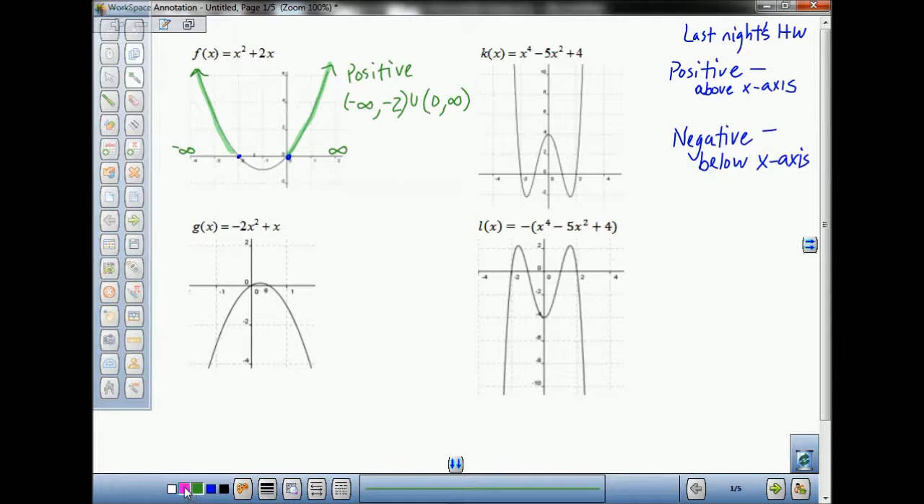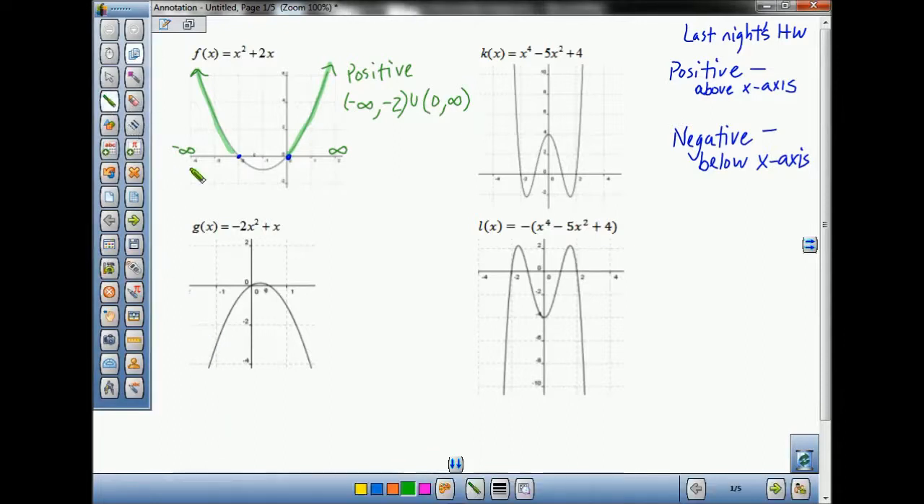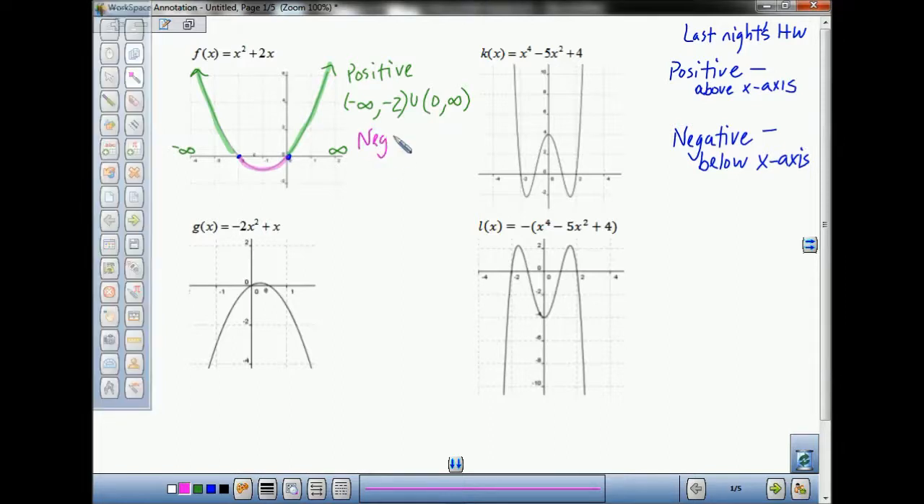Okay, now let's look at where this function is negative. So negative is where it lies below the x-axis. So this function is negative from this point to this point. So this one is negative over what interval? It's an x value of negative 2 to an x value of 0. All right, let's take a look at the next one.